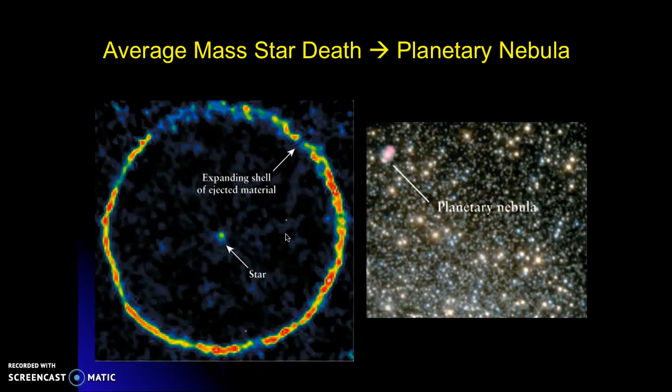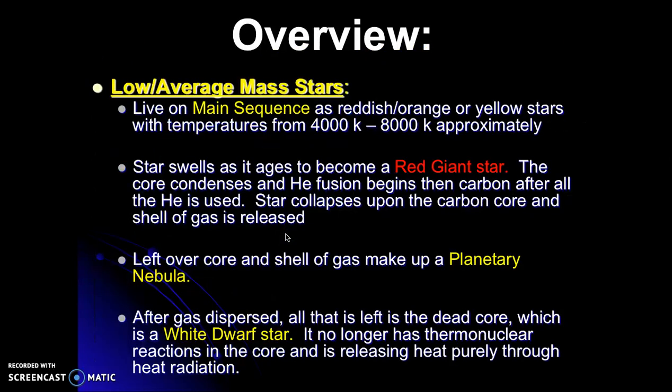Okay, so here's another image of a planetary nebula. This is how our sun is going to die, as a planetary nebula with the white dwarf star left over. So here's a brief overview of how low to average mass stars live out their life and then eventually die.